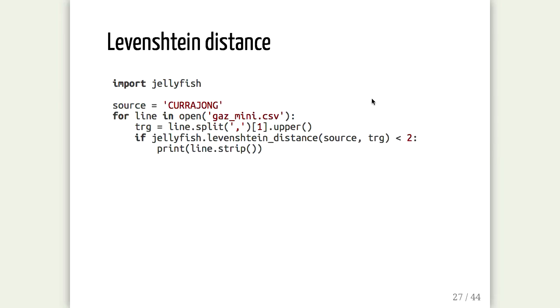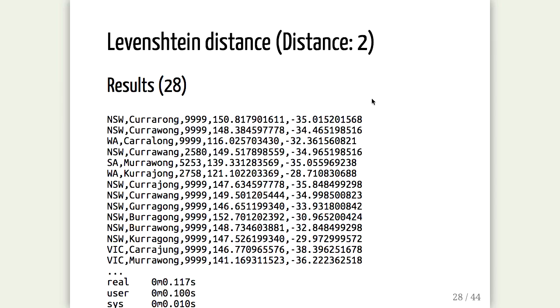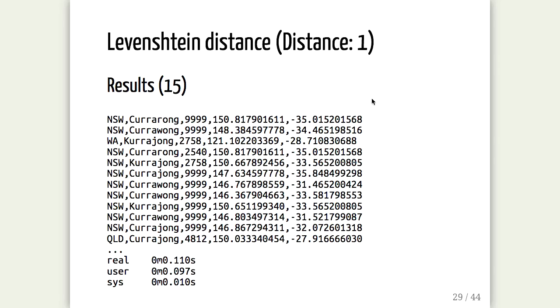Once again, Jellyfish happens to have a Levenstein distance, which was really useful. So once again, the code was really easy. And all we have to say is, in this case, if we've got a distance of less than 2, in other words, if there's 0, 1, insertions, deletions, or substitutions, we print this. We get 28 results. And we notice this will pick up things like Baragong, which Metaphone didn't. And it also picked up Currajong. This was with a distance of 2, so 0, 1, or 2. 28 results. I reduced it to say, OK, only consider those with a distance of 0, 1. And that gave us 15 results.